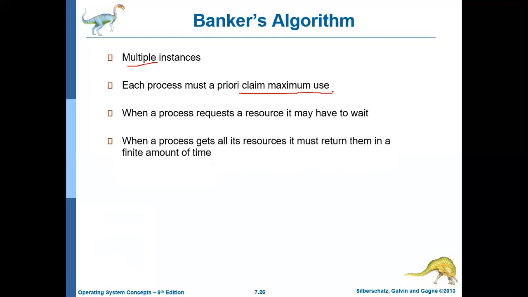And when a process gets all its resources, it must return them in a finite amount of time. So if a process needs X amount of resource and the operating system gave all the resources, then the process should ensure that it will complete the task within a finite time and return the resource. It should not take infinite time. So these are some of the pre-requirements of Banker's algorithm.